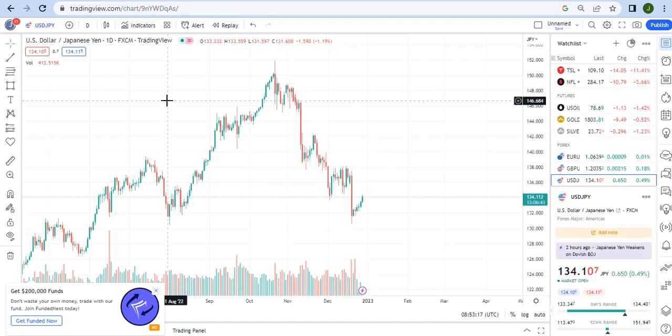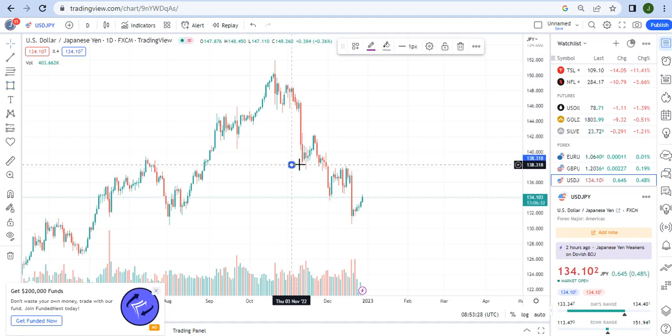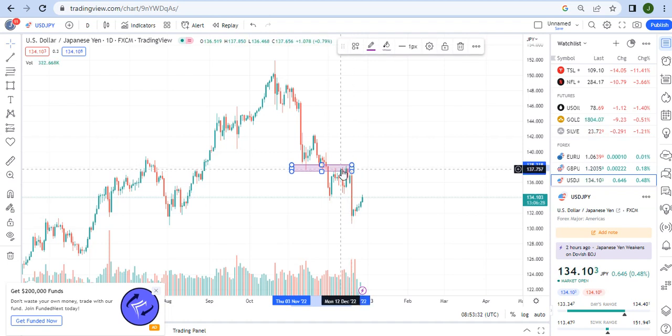Hi guys, so I'm on the daily time frame and I want to analyze USDJPY. So I'm taking my support here. You can look at, let me start from here. I see this support here turn into a resistance here. As market pulls back to this zone, you can take your sell trade.